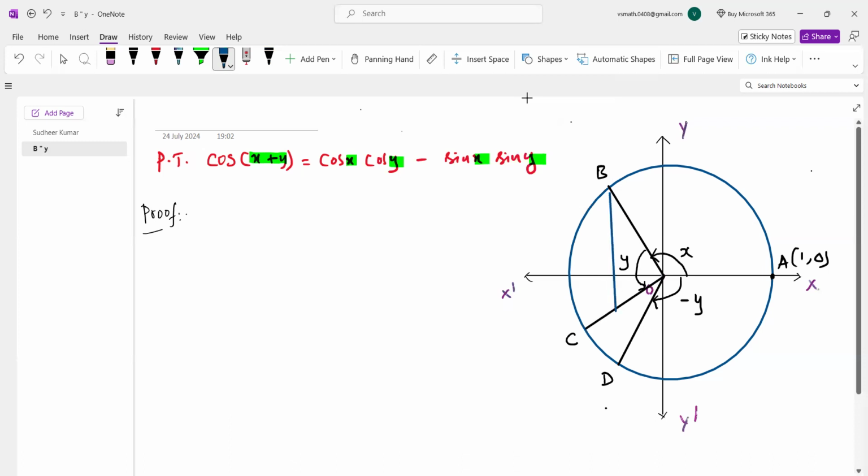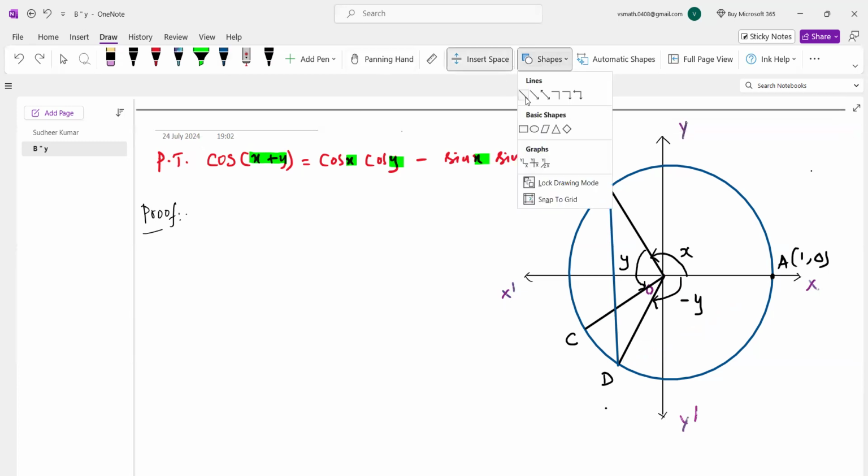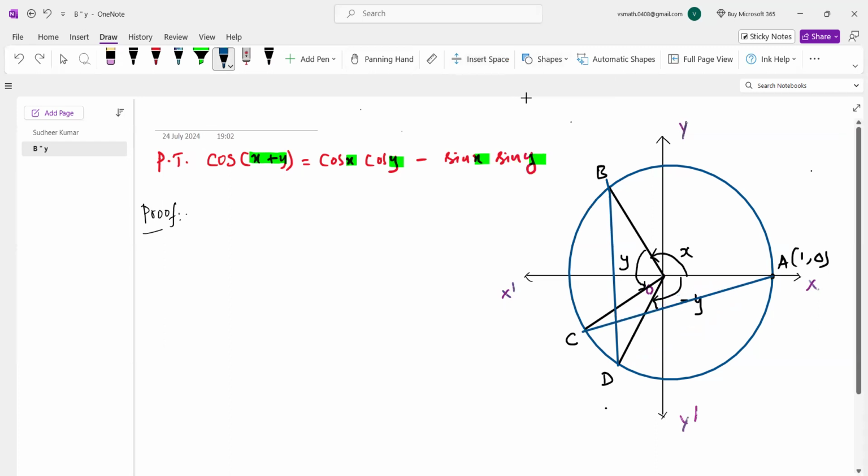Let's join BD and CA. Now let's write the coordinates of B. Coordinates of B are cos x, sin x.